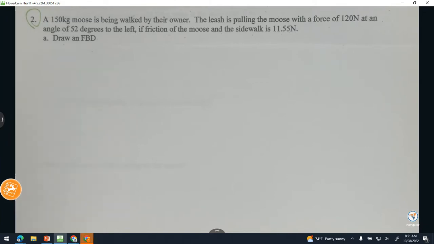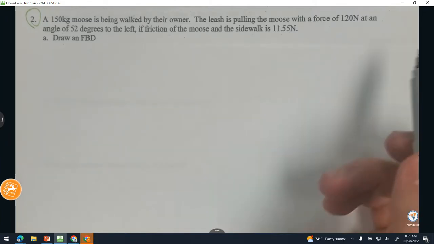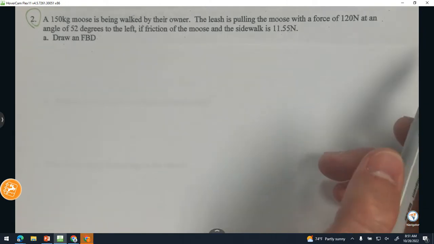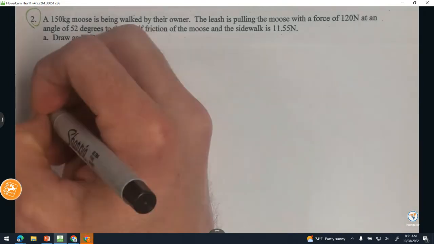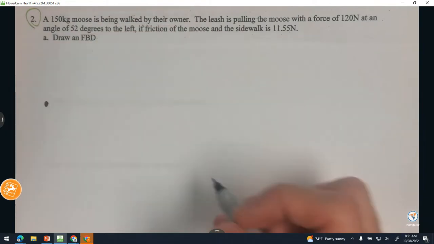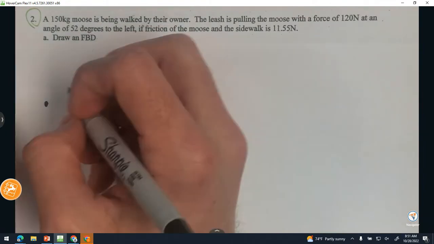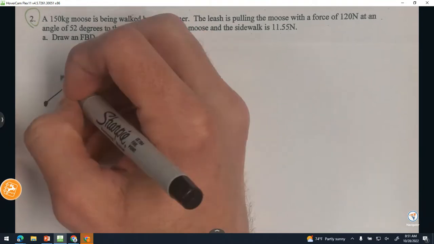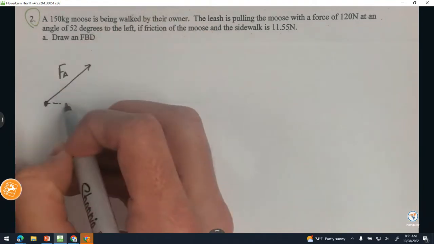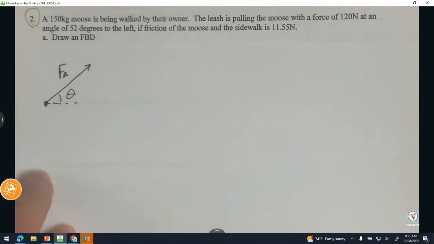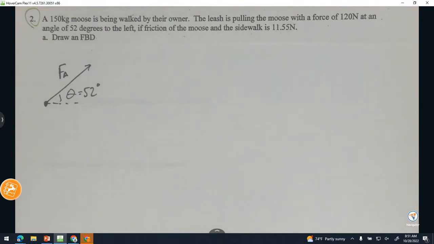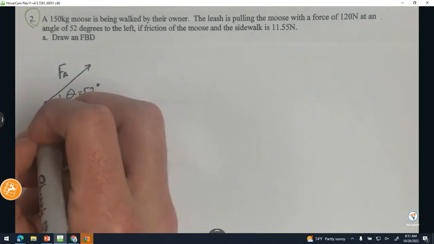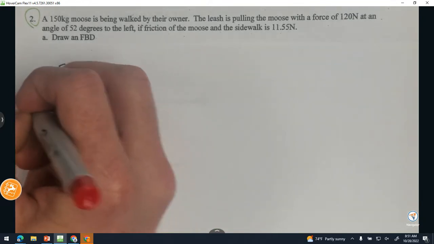Okay, so we've got a 150 kilogram moose being walked. So we've got another leash problem. So at some angle, we've got a force applied at some angle. Theta is 52 degrees. Okay, and then we've got all of our other forces. So we've got a force of friction.